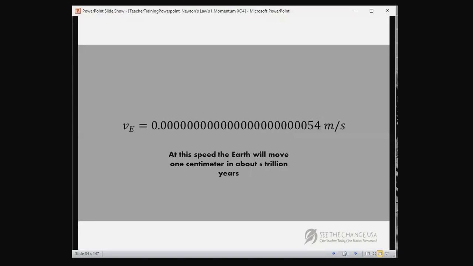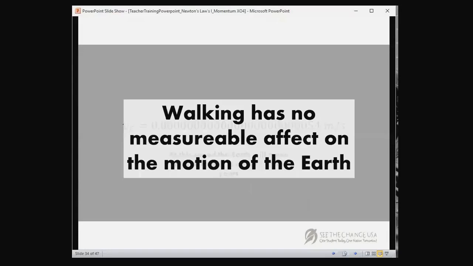So basically, this number is so slow that even our most sophisticated equipment could not measure it, which is amazing. It means walking has no measurable effect on the motion of the Earth. And what is so neat about it is that even though we can't measure it, we can still calculate how fast the Earth must move in the opposite direction. It's actually pretty neat, just from one conservation law.